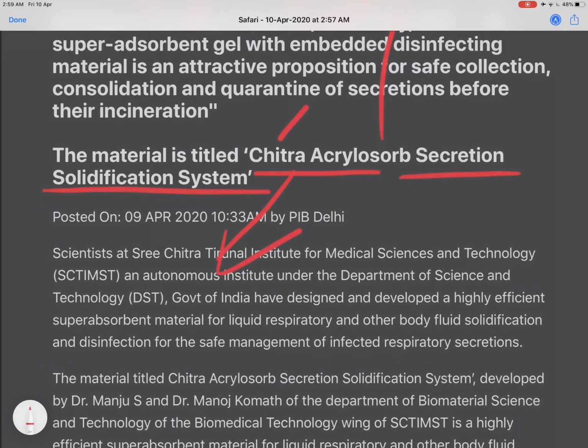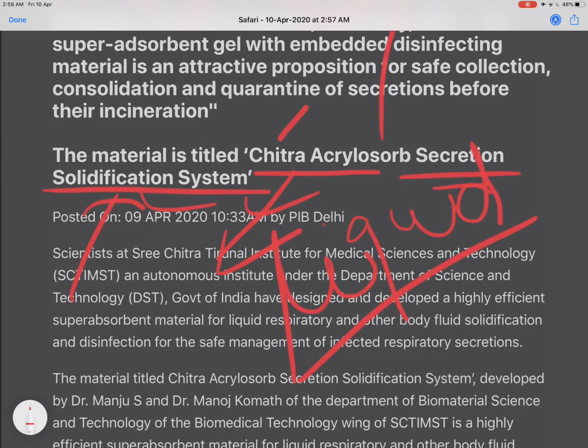Then we have a Crylow Secretion Solidification System. So what it would do is that secretion is in liquid form, respiratory secretion of course, so it would solidify that very secretion. So if a liquid gets solidified, then it lessens the chances of its spillage, right? A liquid can move here and there quite easily, but if it gets solidified, then the chances of its getting spilled over are reduced, right? It's something that is good for the medical professional to handle afterwards. This is something that it would do. A Crylow Secretion Solidification System.